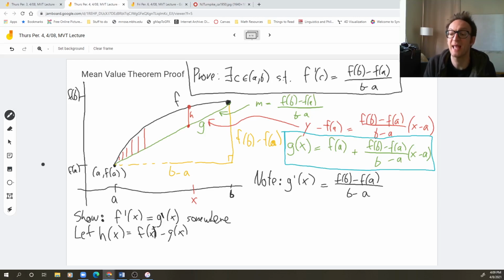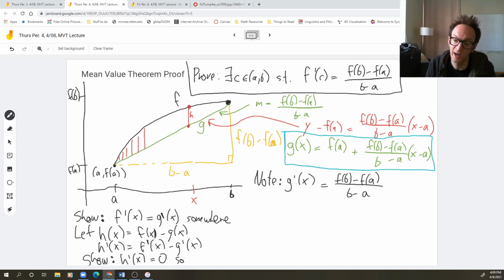And of course now I can take the derivative of this function, and what do I see? The derivative of this function, h prime of x, is just f prime of x minus g prime of x. And so, if my goal is to show that f prime equals g prime somewhere, instead what I need to do is show that h prime of x equals 0 somewhere. And this should start to remind you of Rolle's theorem. In fact, the mean value theorem is just a generalization of Rolle's theorem, and our proof of Rolle's theorem was very, very low level. We handled all that in the beginning of class. Now, the mean value theorem proof is kind of easy.